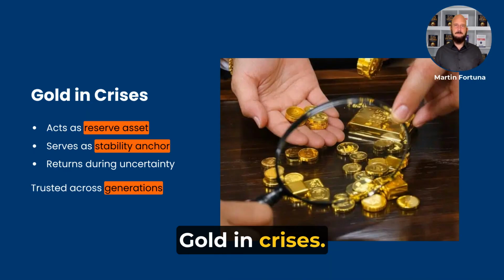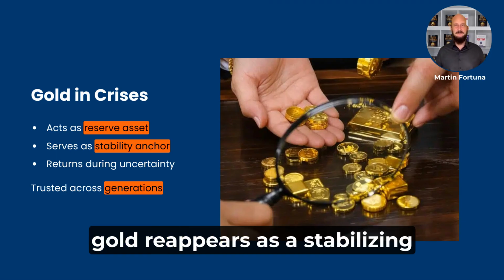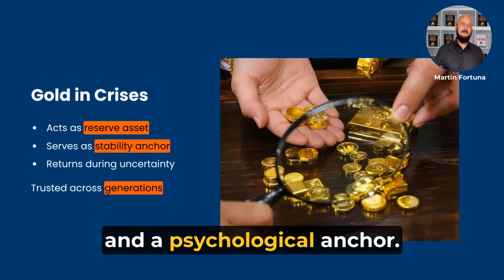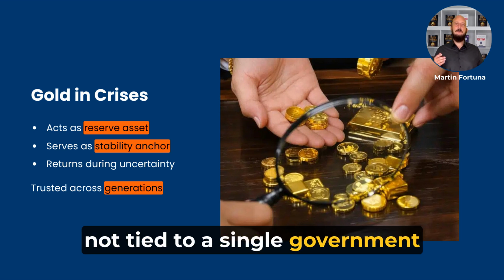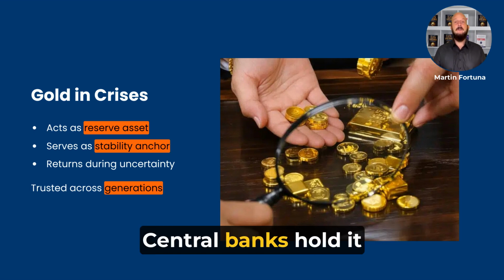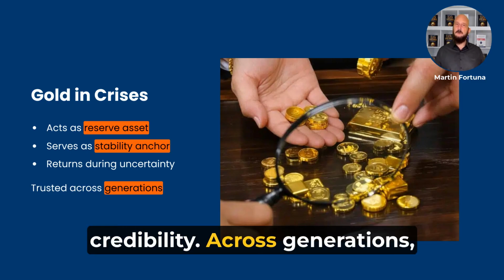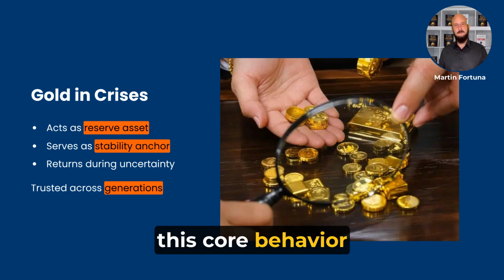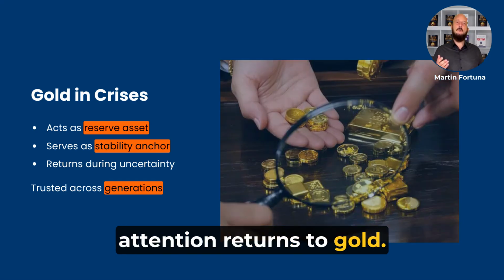Gold in crises. One lesson stands out clearly. During crises, gold reappears as a stabilizing force. It acts as a reserve, a hedge, and a psychological anchor. Investors trust it because it is not tied to a single government or currency. Central banks hold it for the same reason. It provides independence and credibility. Across generations, gold has maintained that reputation, and while financial systems evolve, this core behavior remains constant. When uncertainty rises, attention returns to gold.